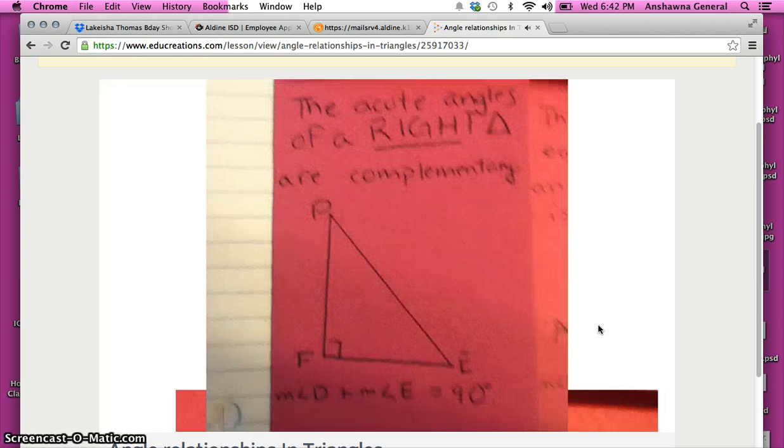And the next flap is going to state the acute angles of a right triangle are complementary. The acute angles of a right triangle are complementary. Remember, complementary means adds up to equal 90. So notice that angle F was already 90, so the two acute angles would be angle D and angle E. So together they add up to equal 90.